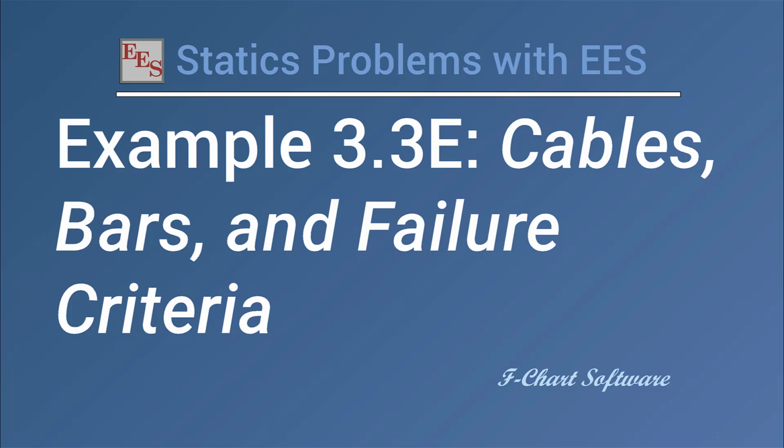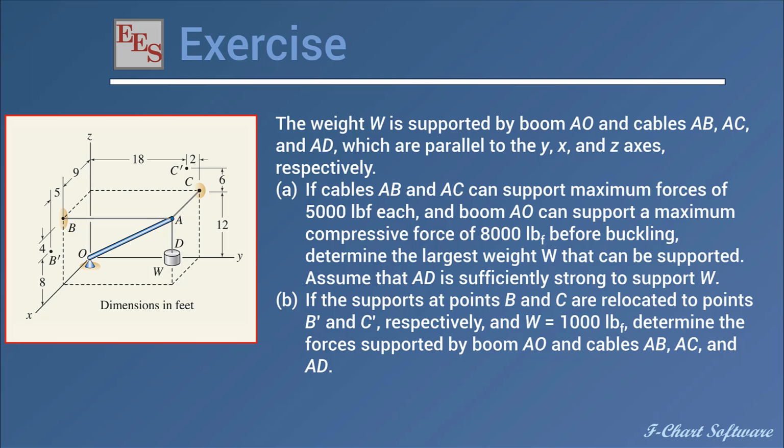Alright, so this is another example of using EES to solve statics problems. This one is example 3.7 in the text. You can see what you have here is this weight that's supported by this boom AO, and the boom is tied up with these cables AB and AC, and then the weight is suspended from point A by this cable AD. And at least initially the cables are parallel to the axes, so you can see AB is parallel to the y-axis, and AC is parallel to the x-axis.